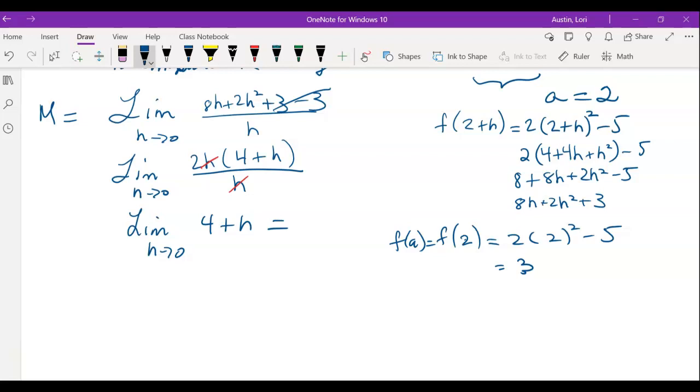What's the answer? What's the answer now? It's 8. I just didn't write it. It's 8. So remember, that means the slope is 8. The slope is 8, yes.